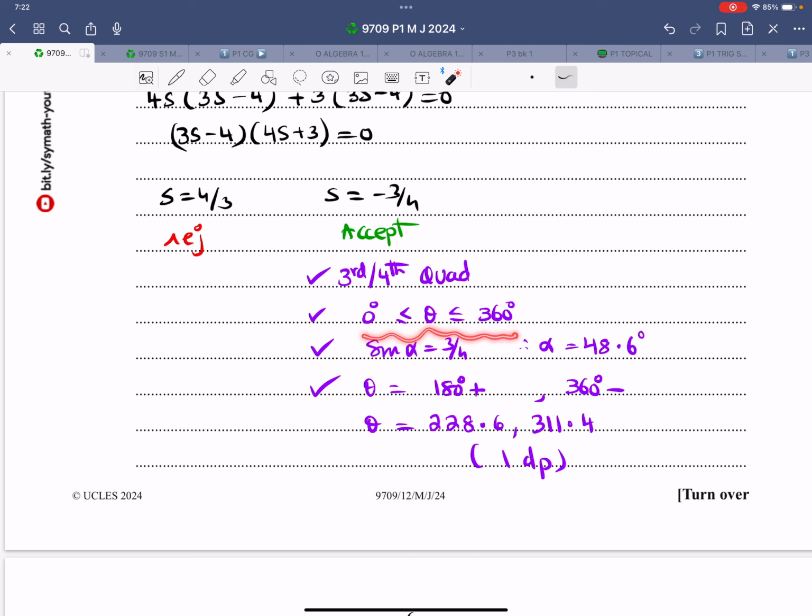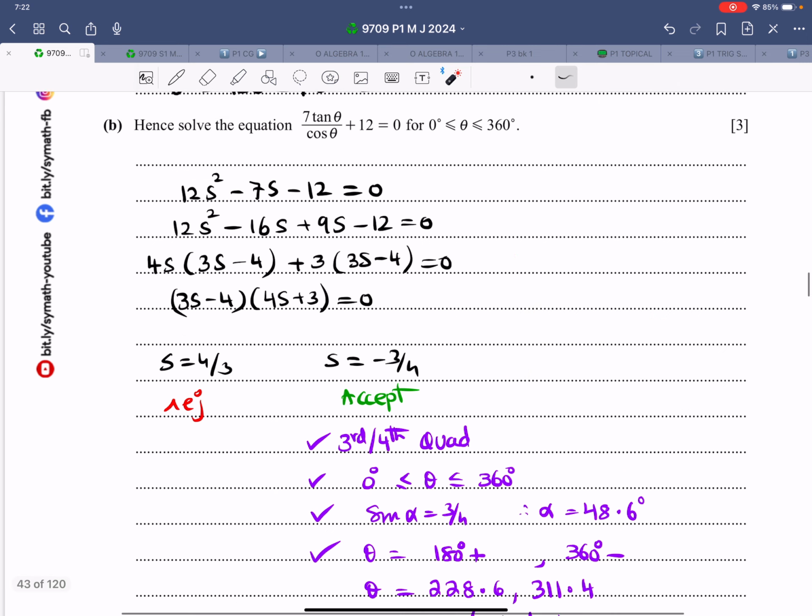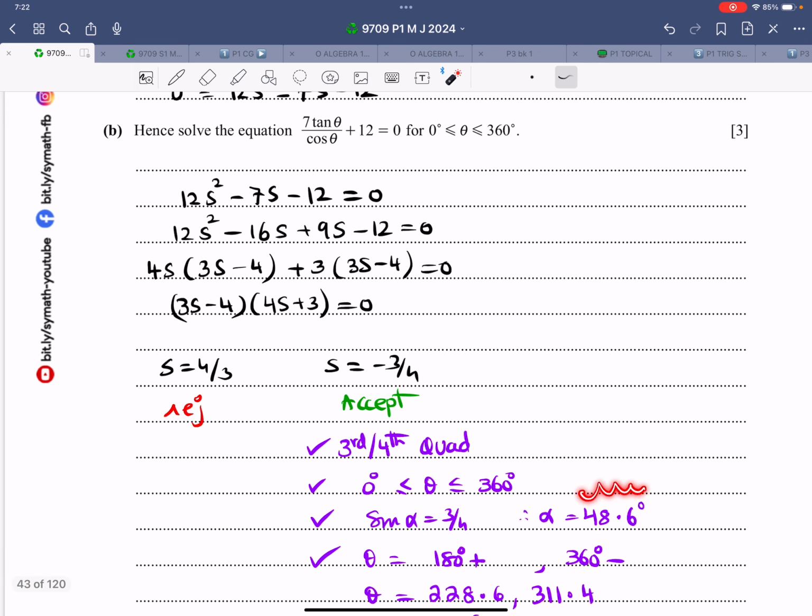Domain, range of values of theta is written as it is. Basic angle is calculated with the positive ratio. What is the basic angle? That's the acute angle with the x-axis. And what happens is that in the third quadrant, 180 plus the basic angle, and in the fourth, 360 minus the basic angle. This is the final answer. The final answer should be given correct to 1 dp. The working should be done in 2 decimal places.